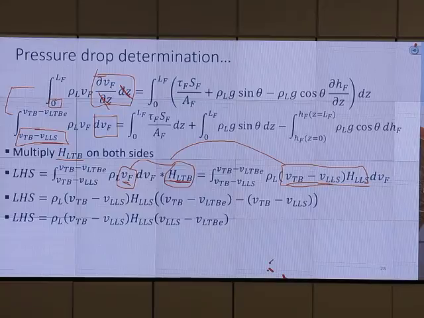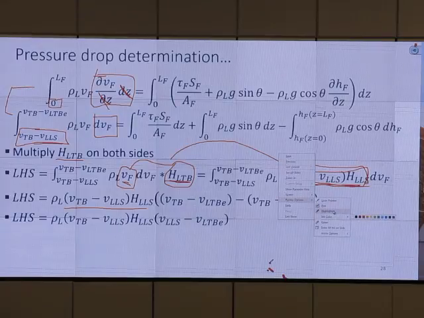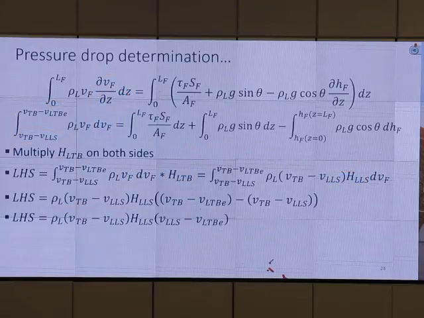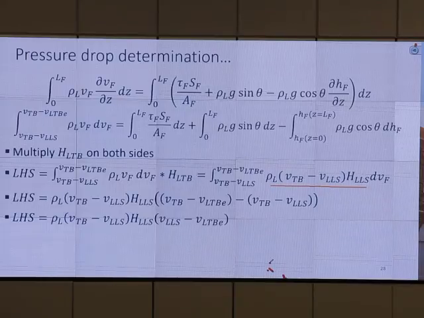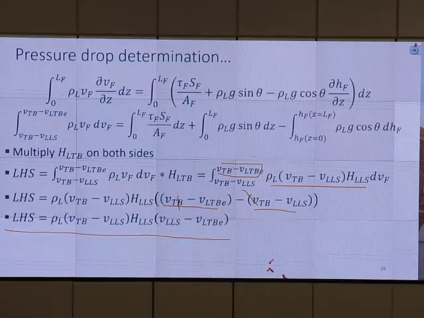VTB, HLS and VLS, this term, is constant, so we can move it out of the integration sign. Inside the integration sign we don't have anything left, so we move everything out. Then we have the integration of dVF, which gives VF from the top limit, which is this, minus the bottom limit. Just do the integration. Do the math a little bit. VTB cancels, then we get this for the left hand side. Good? That's the left hand side.